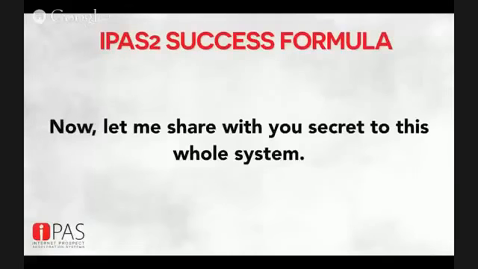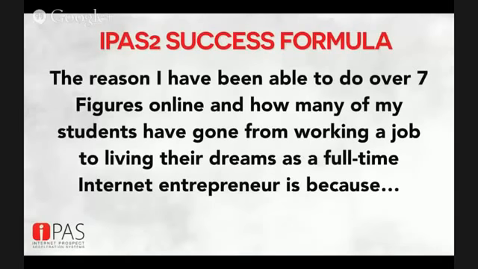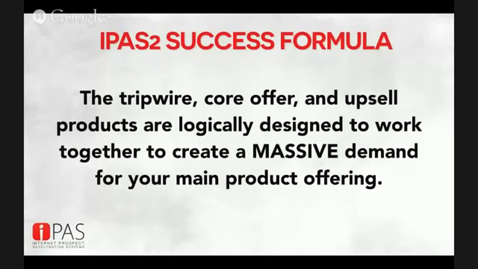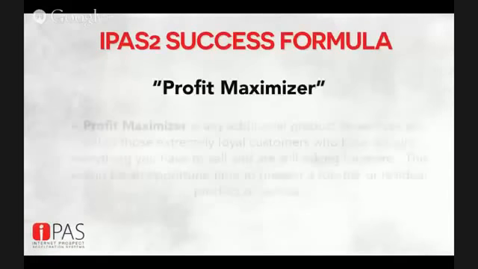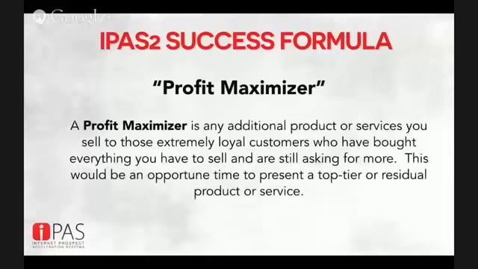So let me share with you the secret to this whole system. There's a secret to this, okay? The reason I've been able to do over 7 figures online and how many of my students have gone on from working a job to living their dreams as a full-time internet entrepreneur is because the tripwire, the core offer, and the upsell products are logically designed to work together to create a massive demand for your main product offering. There's a science to this. They all work together, and this is known as your profit maximizer, which is your main product offering. A profit maximizer is just any additional product or service you sell to those extremely loyal customers who have bought everything you have to sell and are still asking for more.